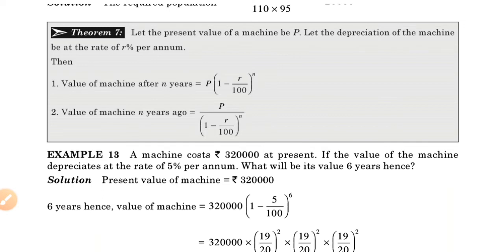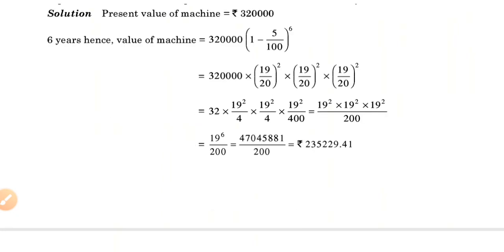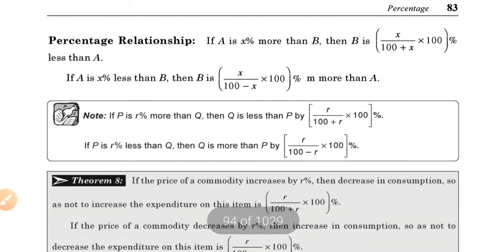Example number 13. A machine costs 320,000 rupees at present. If the value of the machine depreciates at the rate of 5% per annum, what will be its value 6 years hence? So the present value of the machine is 320,000. The value of the machine 6 years hence is 320,000 into (1 minus 5 over 100) whole power 6, which is 235,229.41 rupees.